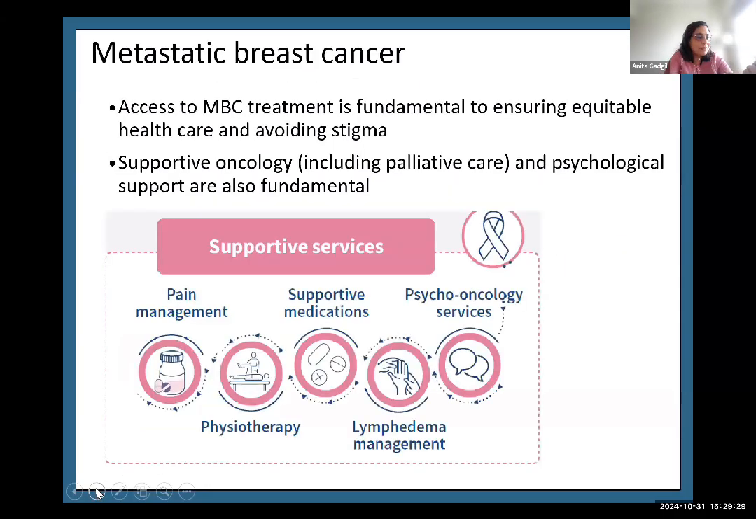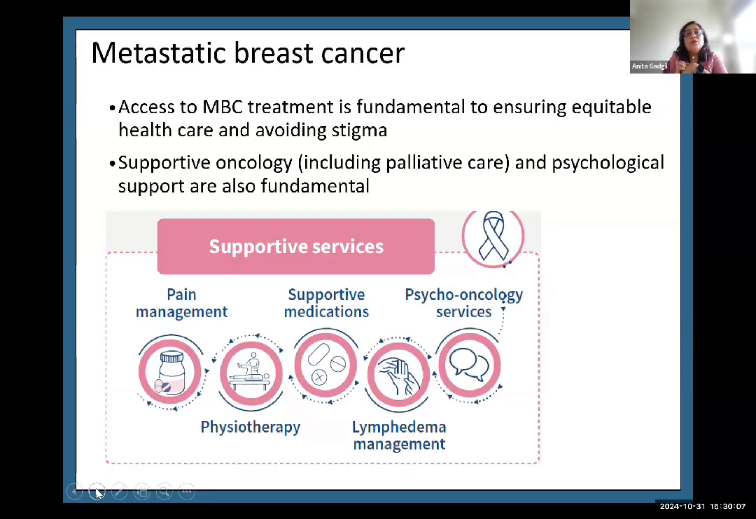Coming to metastatic breast cancer, I'm aware of the time, but I'll keep it short. Metastatic breast cancer care is fundamentally about ensuring equitable healthcare and avoiding stigma, because these patients are deprived of care. When you have limited resources, the resources go to curable cancers. The metastatic cancers get left out. They're sent home saying, we do not have any treatment. That's not what is required. They also need good symptom control.